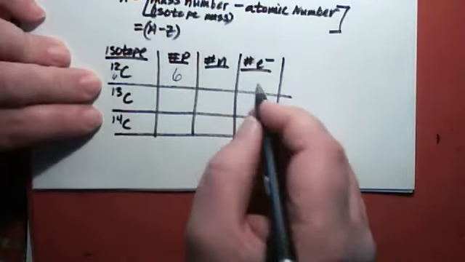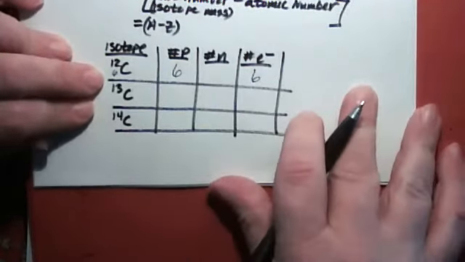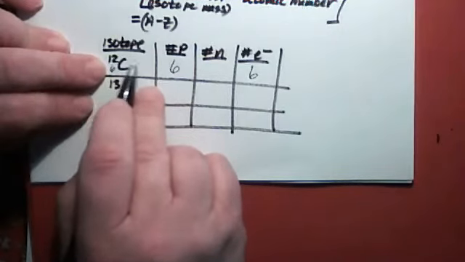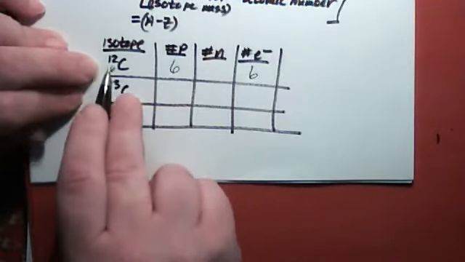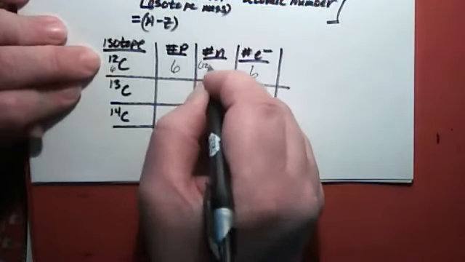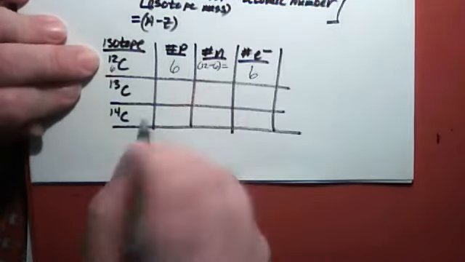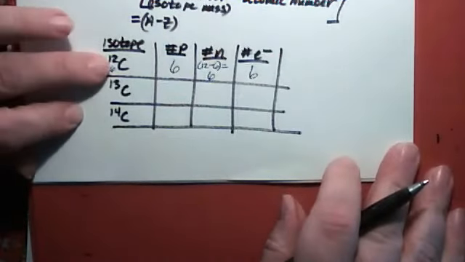So 6 protons. You can jump to electrons because we know it has to have the same number of electrons if it's going to be a neutrally charged atom. And notice there's no charge indicated here, so we can assume that's a neutral atom. Now for neutrons, we have to look at the mass number. Mass number, which is 12, minus the atomic number, which is 6, gives us 6 neutrons for carbon-12.